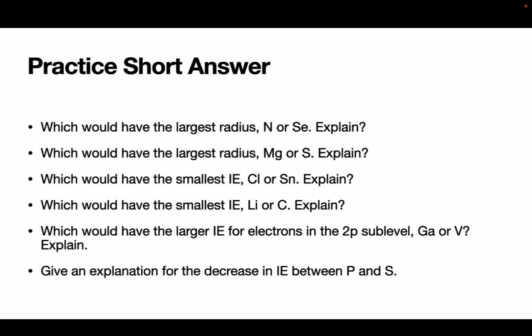Now, a secondary reason to this would also be that there is going to be more repulsion between the core electrons and the valence electrons in selenium than in nitrogen. But the primary reason is that selenium has more energy levels, and the higher the number of energy levels, the further electrons are away from the nucleus.